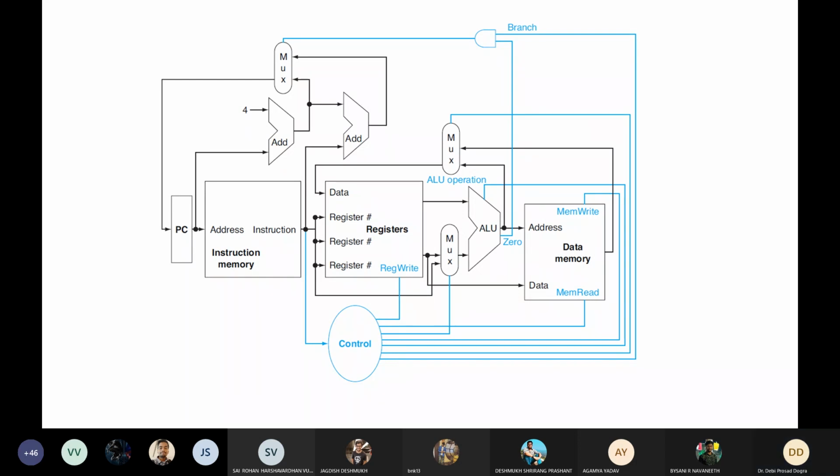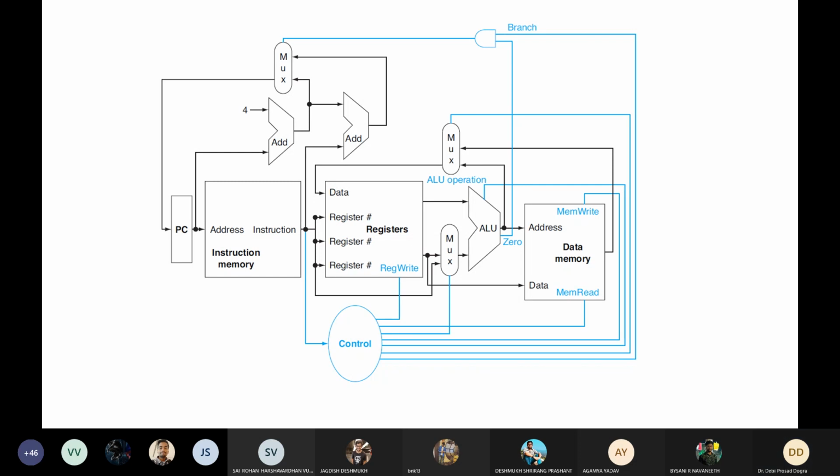But for the current problem, you assume that this is the architecture. RA, RB are not there, RY is not there, RZ is not there, RM is not there. So you need not worry about those. They are not there, which means they may not be needed here.